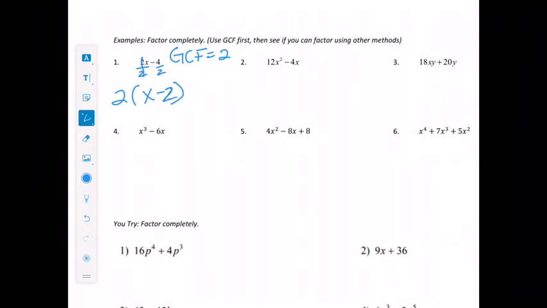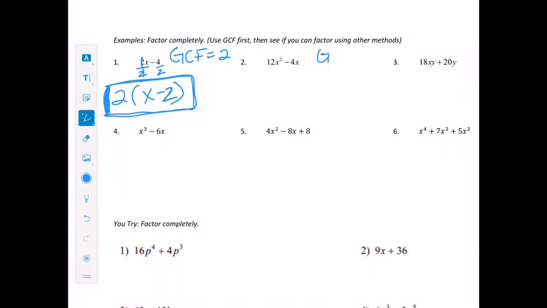So my final answer is 2 times x minus 2. Again, to check your answer, think in your head: if I were to multiply that 2 back into the parentheses, if I distribute that back in, I would get 2x minus 4, which is the original problem, right? All right, let's try number 2.